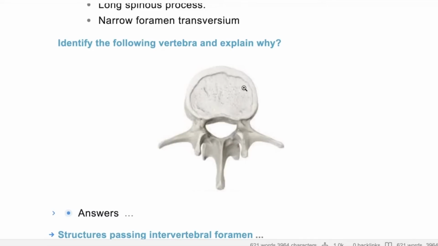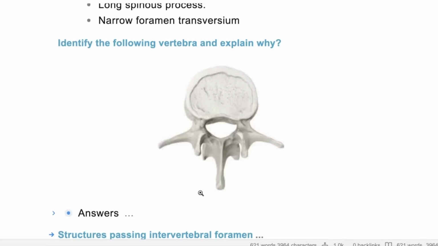Can you identify this vertebra and tell me why? Yes, this vertebra is thoracic one because the body is heart shaped, and also there is a facet for the ribs, although I can't see. Okay. No, no. So this is not a thoracic vertebra.